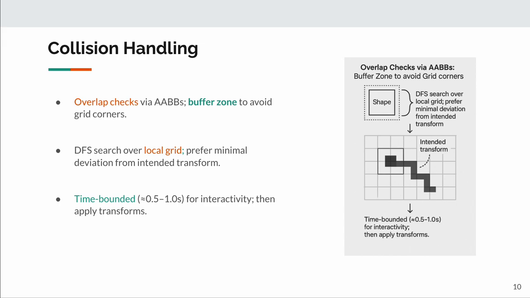Collisions are resolved through axis-aligned bounding box overlap checks with a small buffer zone. A bounded DFS explores nearby grid positions to minimize deviation while keeping results interactive. The overall algorithm runs for less than 1 second per operation.